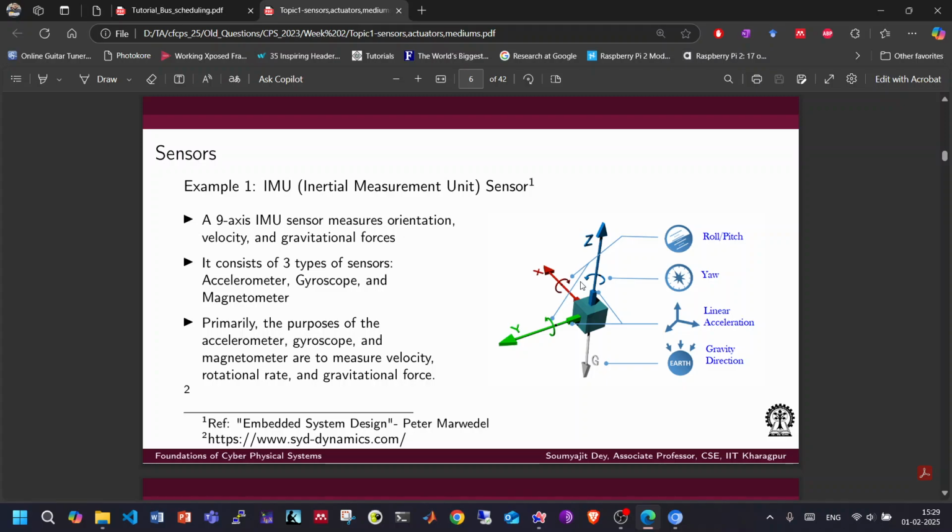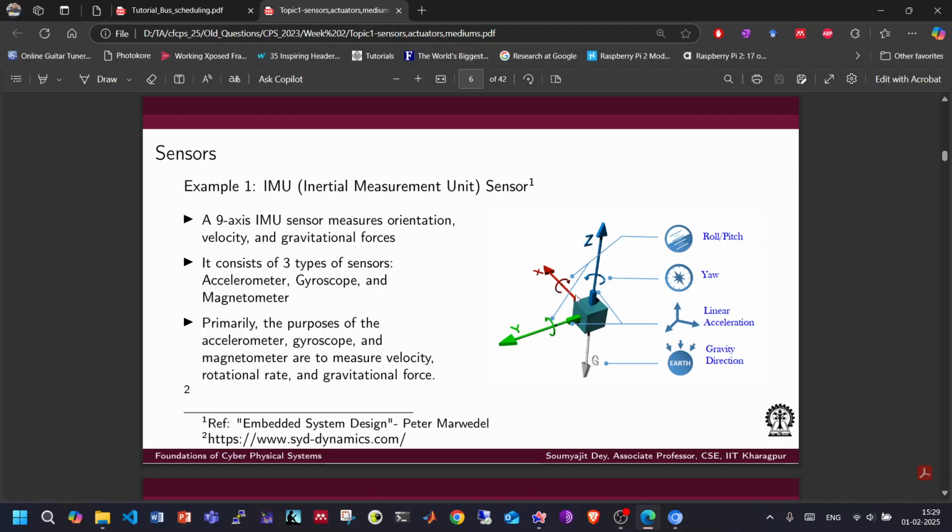So roll, pitch and yaw are three things. Yaw is the rotational angle, how much angle I am moving with respect to the z direction. When you are traveling in a car, consider this is the roof of your car. Along the z direction, if you are moving, keeping the z direction as the axis, that angle is called the yaw angle.